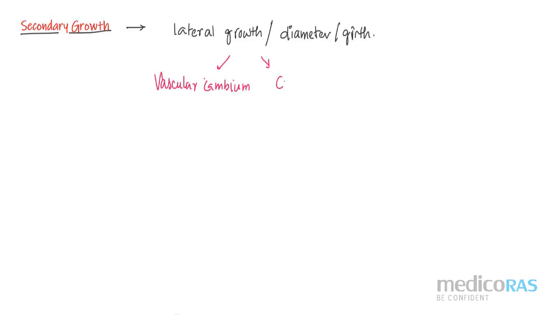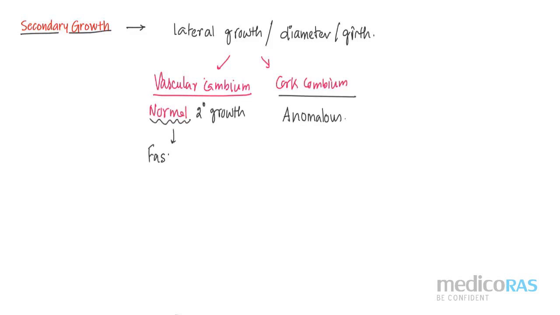Secondary growth can be divided into lateral growth, which is also known as growth in the diameter, and growth in the girth. The lateral growth can be divided into two different types. One is known as vascular cambium and the other one is known as cork cambium. The vascular cambium is also known as normal secondary growth, and the cork cambium is also known as anomalous secondary growth. The vascular cambium or the normal secondary growth develops from the fascicular cambium, whereas the cork cambium develops into phellogen, phellem and phelloderm.